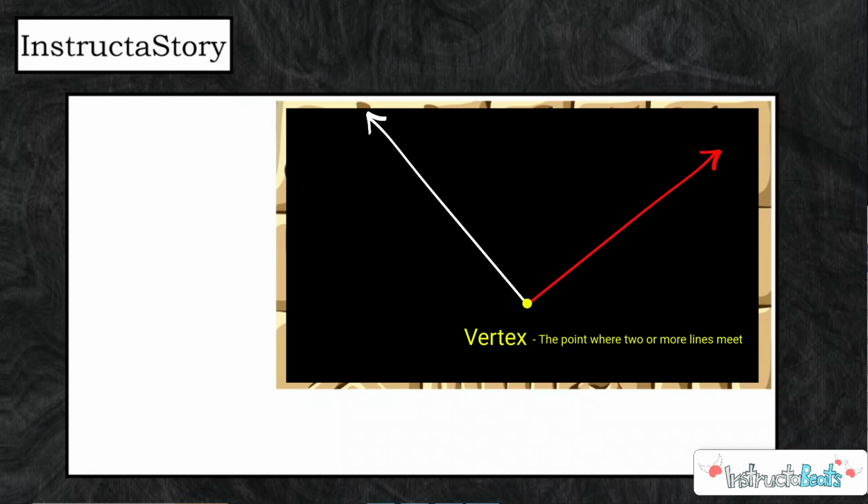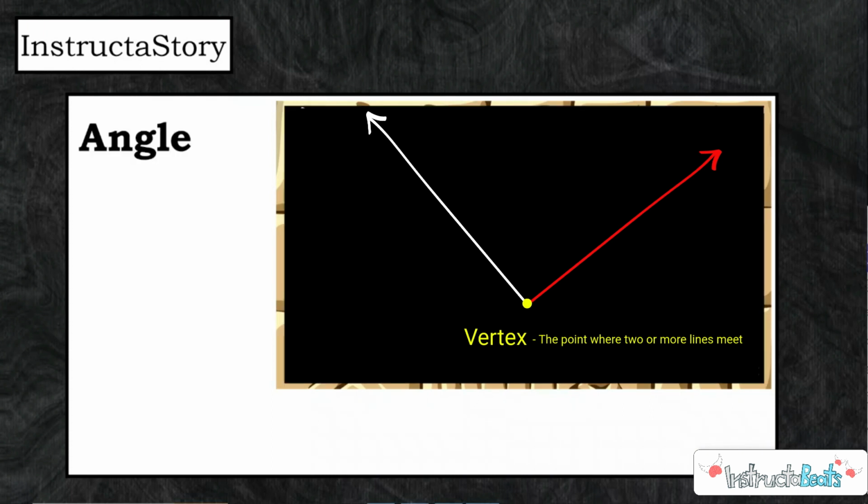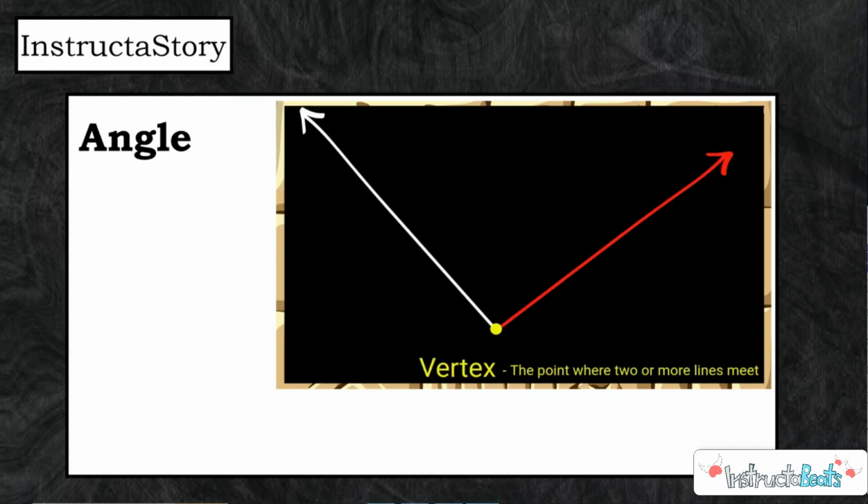Let's take a look at what else they created when they made that vertex. So when they met, they actually created an angle. An angle is the space between the two lines. So right here, this is an angle. When the two rays met, they formed the vertex, and when they did that, they actually made an angle.